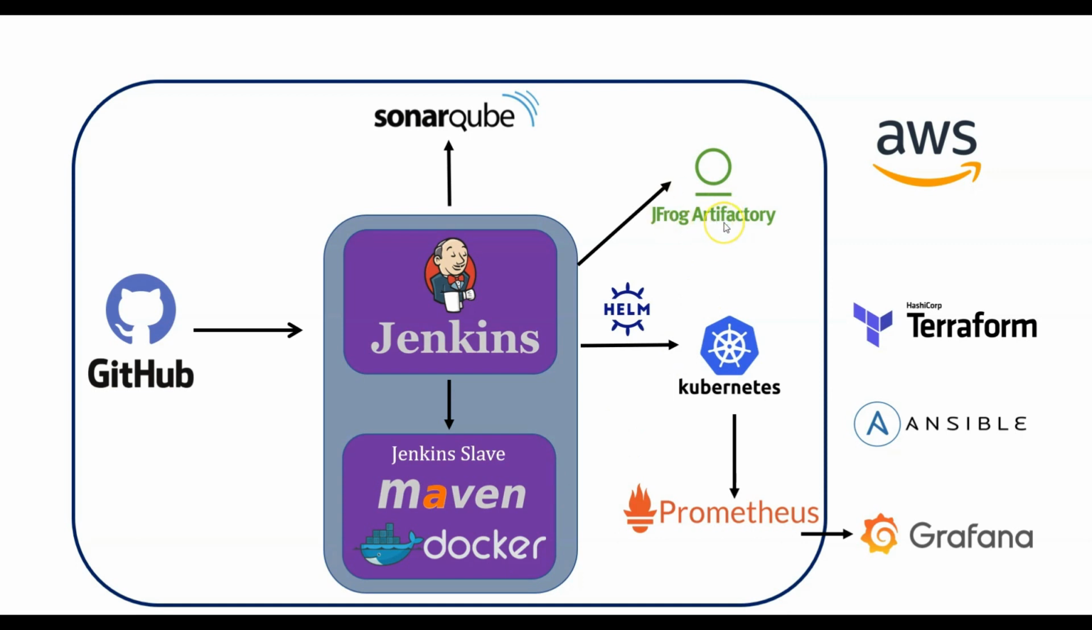Once image is available in JFrog Artifactory, we are going to use Helm charts to deploy the application on Kubernetes cluster. Once it is deployed, we will monitor it with help of Prometheus and Grafana. And while setting up this infrastructure, majority of infrastructure is provisioned with Terraform, and any configurations are needed that will be done through Ansible. I'm sure that if you learn or if you do this complete CI/CD pipeline, it will be definitely helpful for your current DevOps role, or if you want to take up interviews on DevOps.